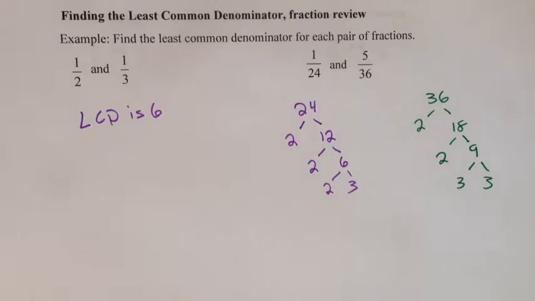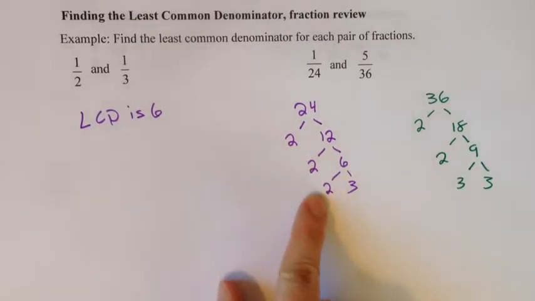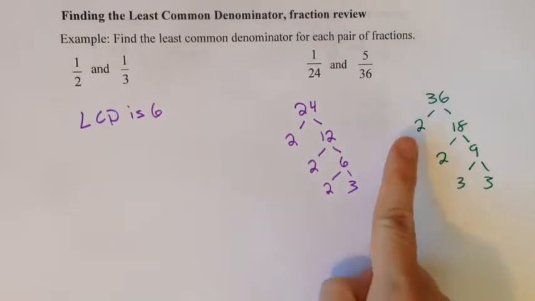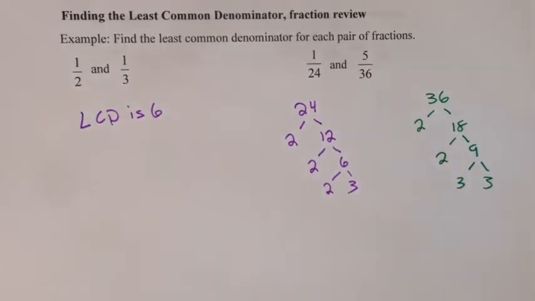What these factor trees show me is that 24 is made up of 3 2's and 1 3, while 36 is made up of 2 2's and 2 3's. What I want to do now is write down a number that has all the parts necessary to make either a 24 or a 36.